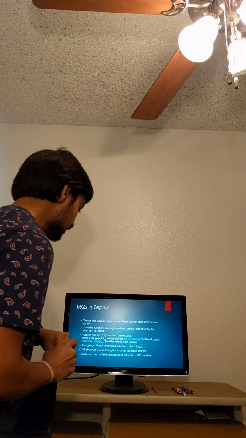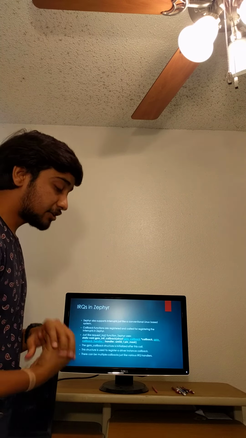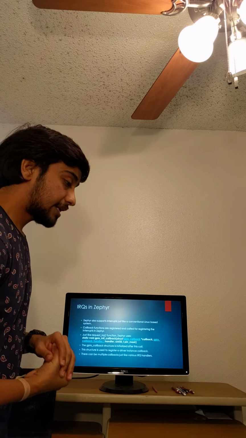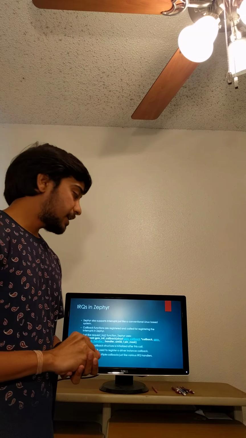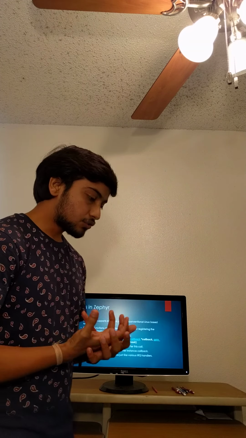So a callback function is a function which we can understand in a very similar fashion to an ISR handler. It's just that there are different APIs that the GPIO library provides to us. As part of that, to initialize the callback function, we are using GPIO init callback, which is an existing API. The very first parameter it takes is the GPIO callback structure. The GPIO callback structure is used to register a device instance callback.